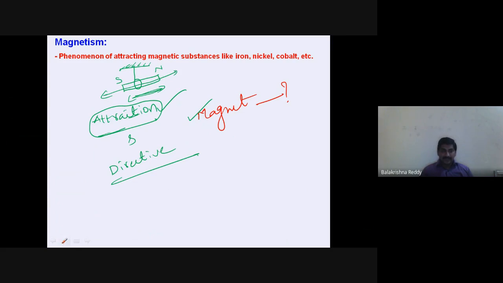Only such types of materials are called magnets. Sir, only attraction? Of course, if you take a charged particle or any charged body, that also has an attraction property, but it always has attraction only. It doesn't have a directive property. But here, it has directive as well as attractive properties. Only such types of substances are called magnets.